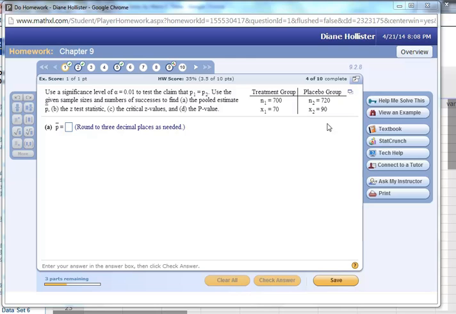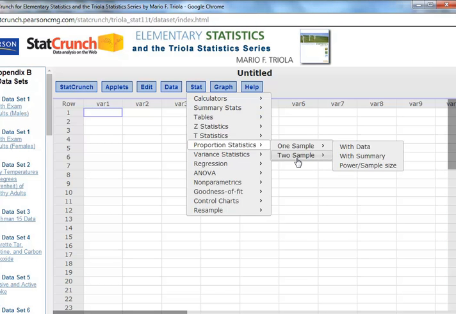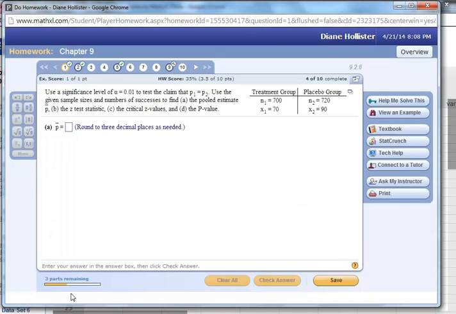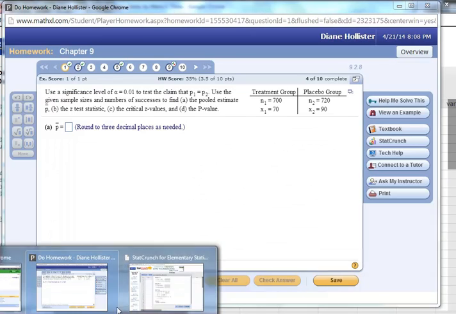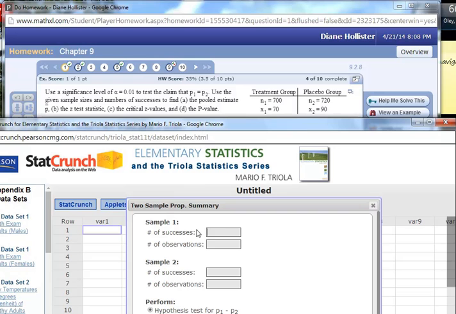So we're going to go ahead and click on StatCrunch, and we're going to go to proportion, two sample with summary. And we're going to return to our data set and take a look at the data that we have. So in the first data set, we have 70 out of 700. In the second data set, 90 out of 720.